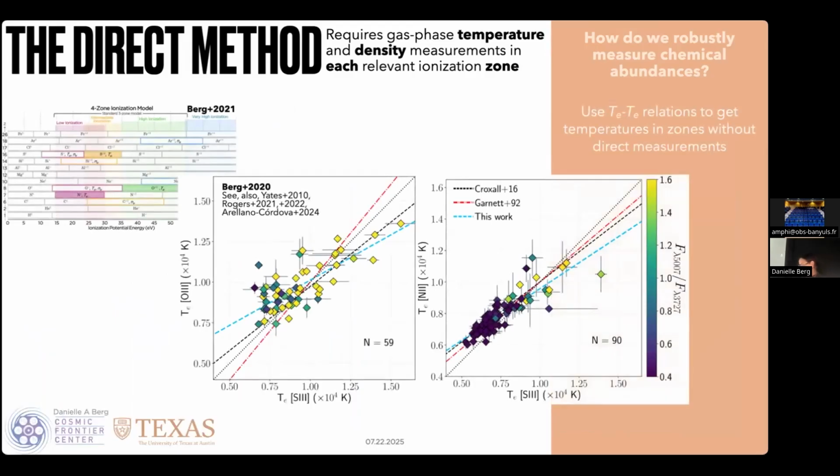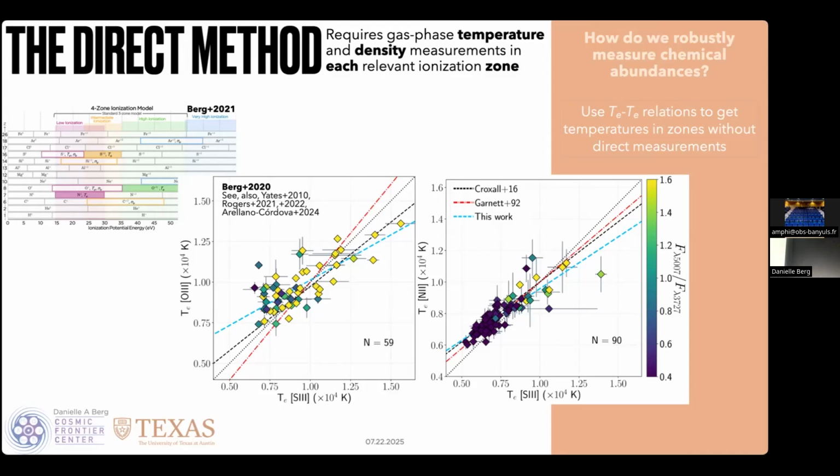Well, we don't usually measure the temperatures in all the ionization zones, even if you have good enough spectra to do a direct method metallicity. And so then we have to use what we call temperature-temperature relationships. They have been measured both empirically as well as from photoionization models. And so what you're seeing here is the comparison of a bunch of H2 regions from some nearby spiral galaxies from the CHAOS project. And you can see that the sulfur-3 versus nitrogen-2 temperatures that we measure in these galaxies are pretty tight. But when we compare sulfur-3 to oxygen-3, we get a little bit more scatter.